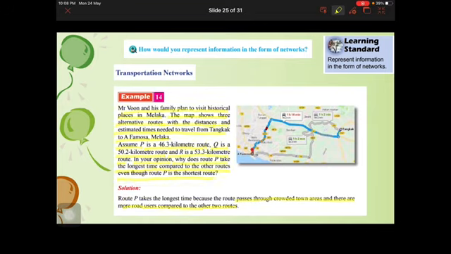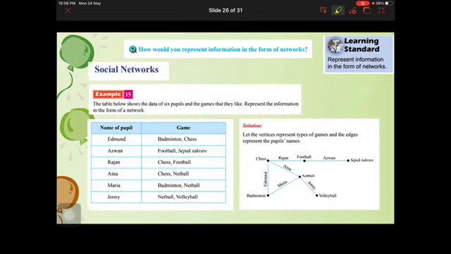Now, let's look at another example of representing information with networks, social networks. Example 15. The table below shows the data of 6 pupils and the games that they like. Represent the information in the form of a network. So these are the names of the pupils and the games that they like. Now let the vertices represent types of games and the edges represent the pupils' names.